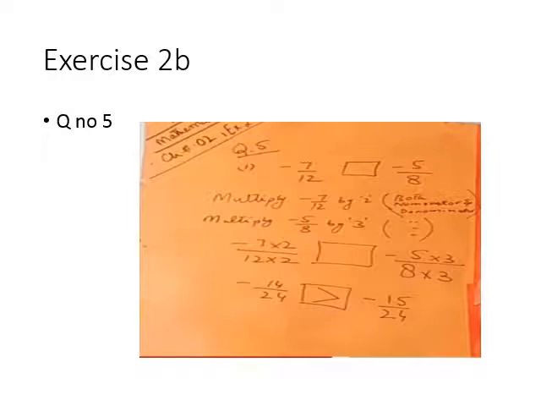Multiply here, we will see the question: minus 7 by 12, empty box, minus 5 by 8. Multiply minus 7 by 12 by 2, both numerator and denominator multiplied by 2, and multiply minus 5 by 8 by 3. We will equalize the denominators of both fractions. So we will multiply the first fraction by 2 and the second fraction by 3.